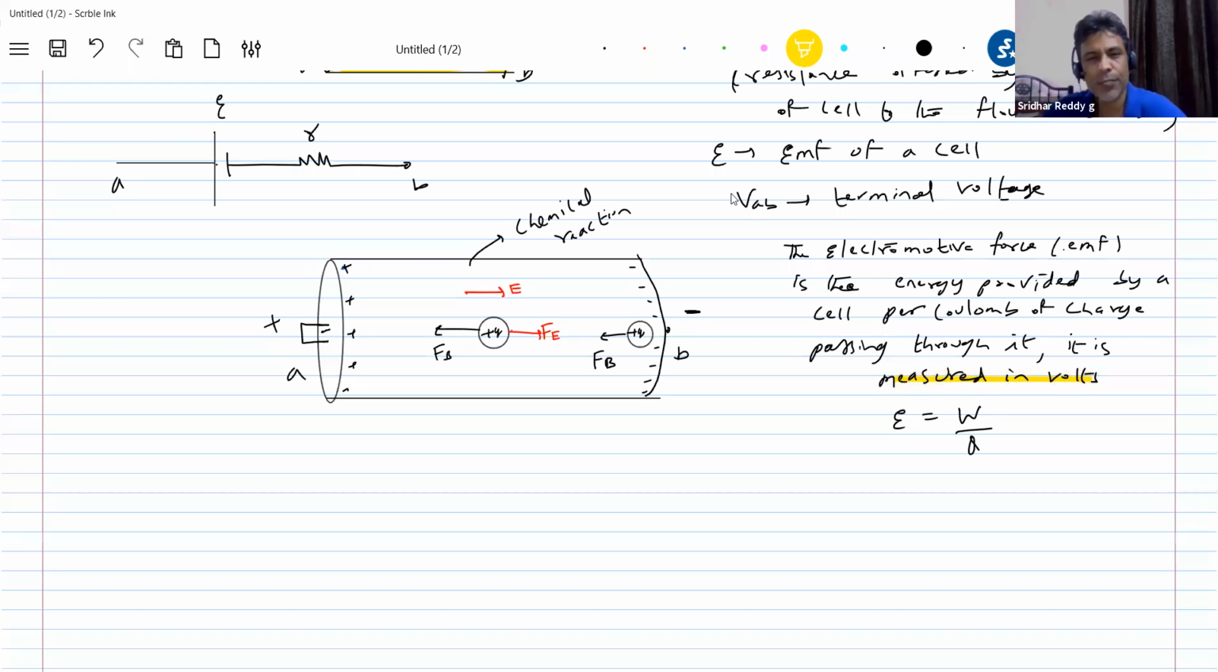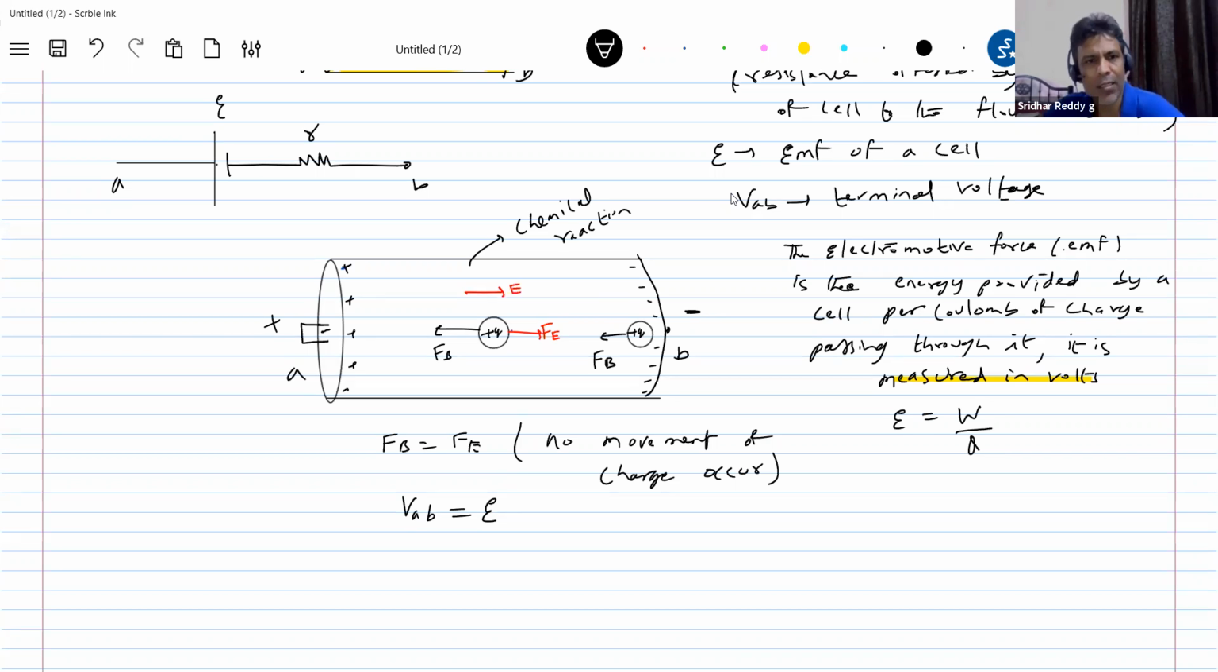Now, will there be any potential difference set up, and will there be further movement of charge? Once Fb equals Fe, no more movement of charge will occur. How long will it be? As long as the battery force is balanced by the electrostatic force, there won't be any further displacement of charge, and we'll get a constant potential difference. So what is VAB now? The VAB will become equal to the applied EMF.